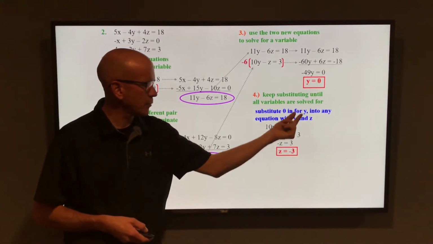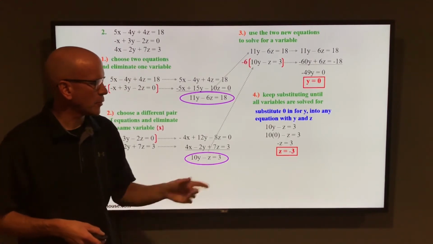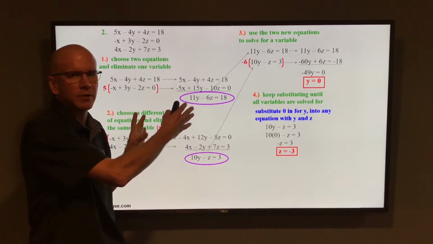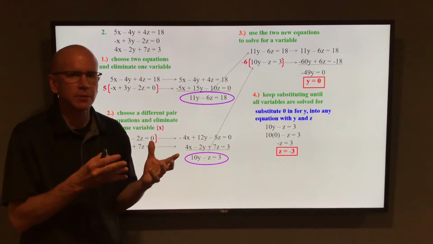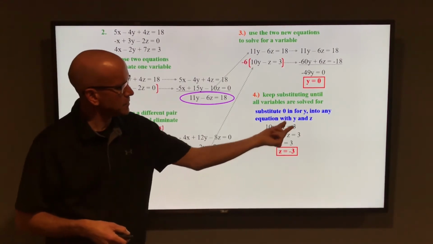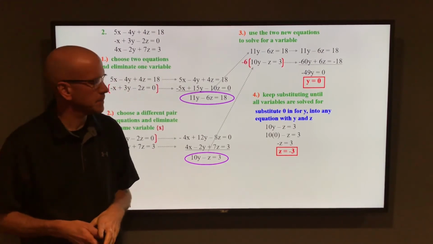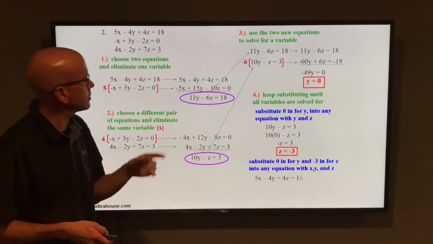So z is negative 3, y is 0. Now you know two of the three variables. You can find the third by going back to one of these. Anything up here is open game. When you're solving these equations, you can use anything at any time. So you can use any equation to substitute into. But now that I know z is negative 3 and y is 0, I can go back to one of these threes to find x. And it does not matter which equation you choose. For this, I'm going to go with the first one.